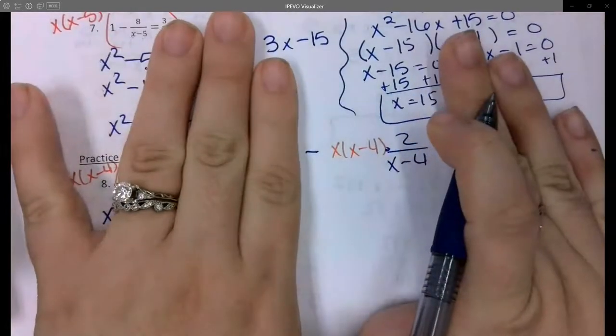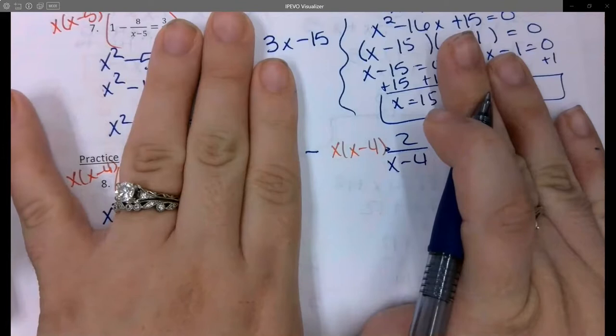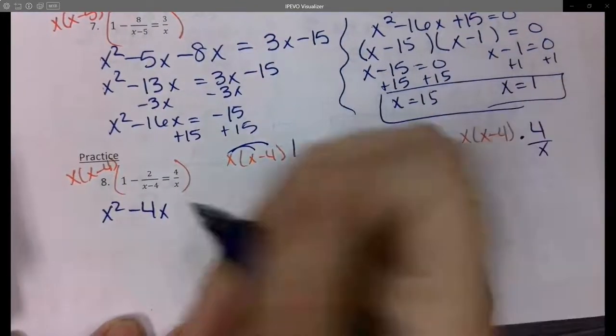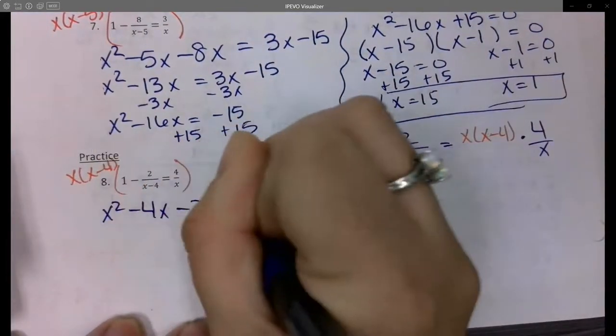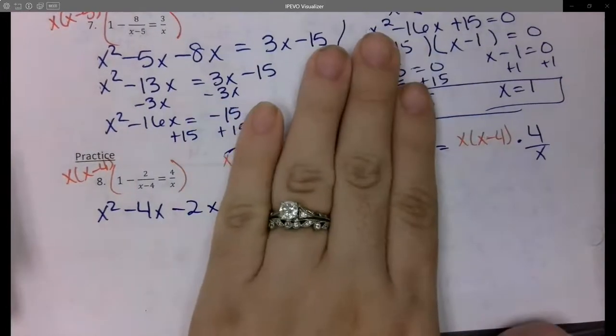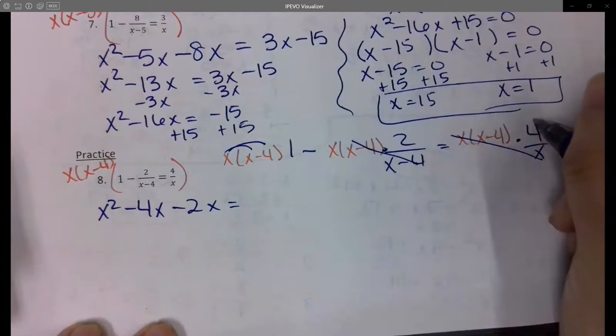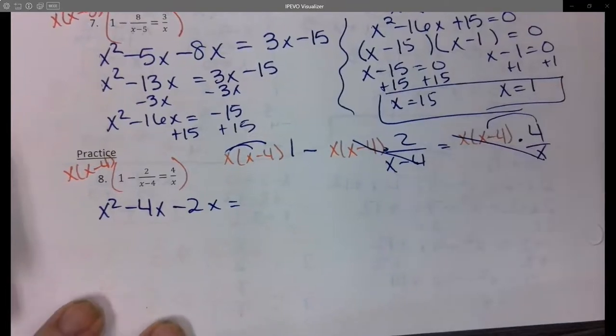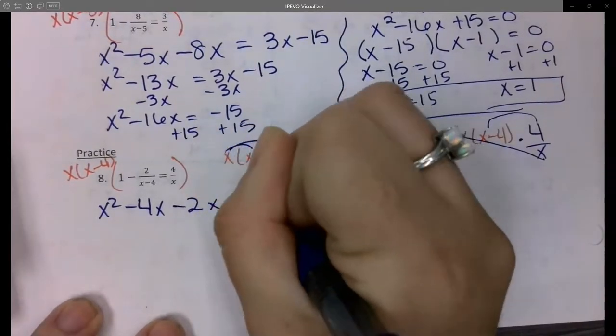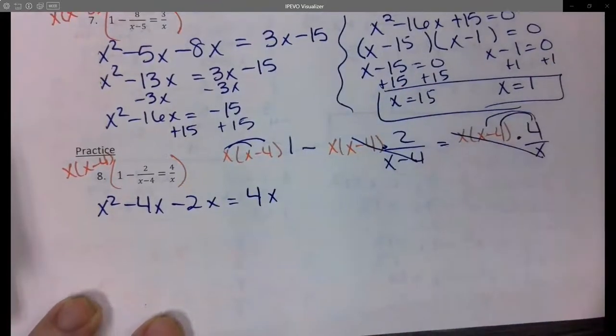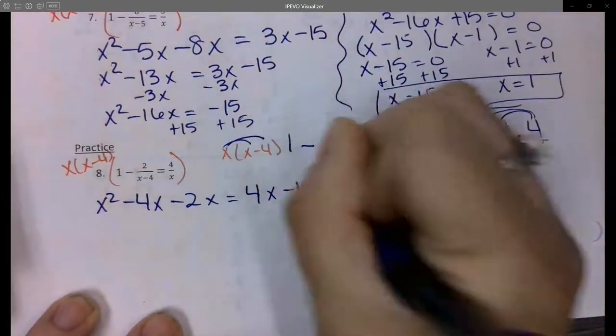On my second term, can anything cancel out? x minus 4. So then I'm going to have negative 2x. On my last term, can anything cancel out? x. So then I have to multiply the 4 times the x minus 4. So 4 times x gets me 4x. 4 times negative 4 gets me negative 16.